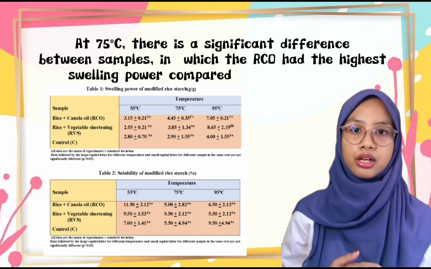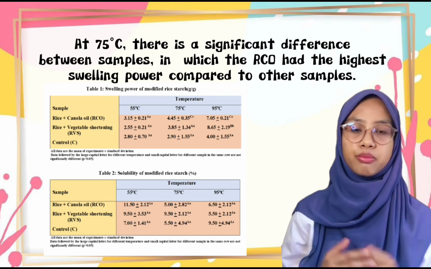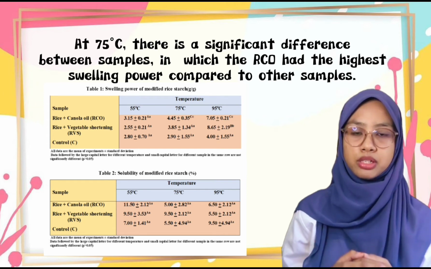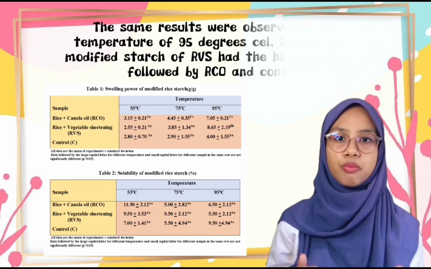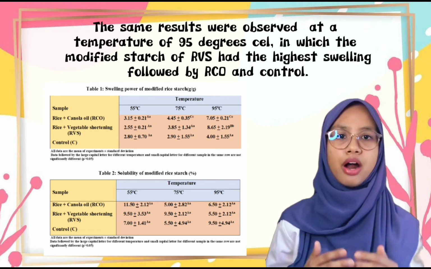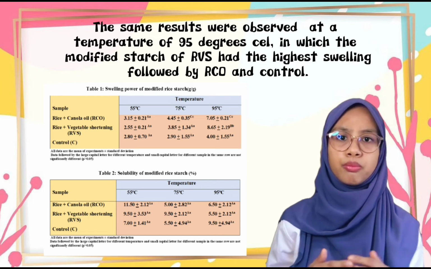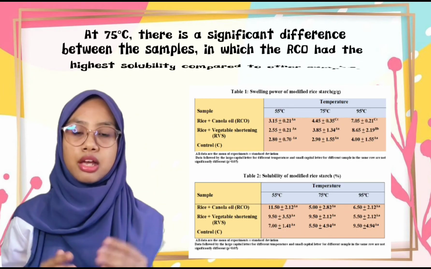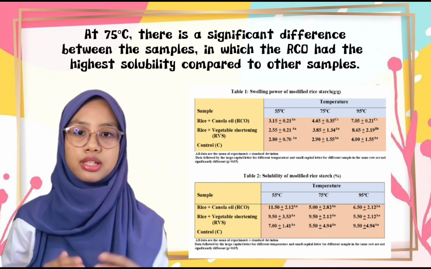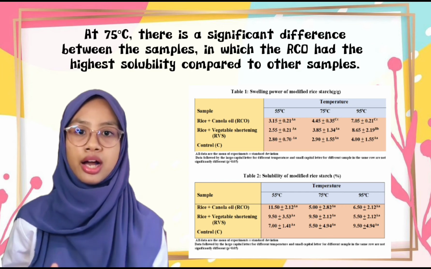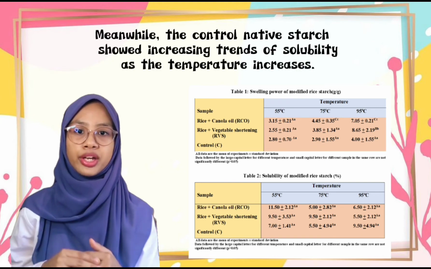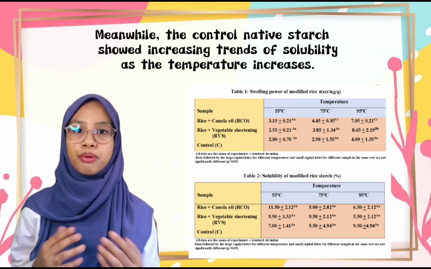At 75 degrees Celsius, there is a significant difference between samples in which the RCO had a higher swelling power compared to other samples. The same results were observed at 95 degrees Celsius, in which the modified starch of RVS had the higher swelling power, followed by RCO and control. At 75 degrees Celsius, there is a significant difference between the samples in which the RCO had the highest solubility compared to other samples, while the control native starch showed increasing trends of solubility as the temperature increased.